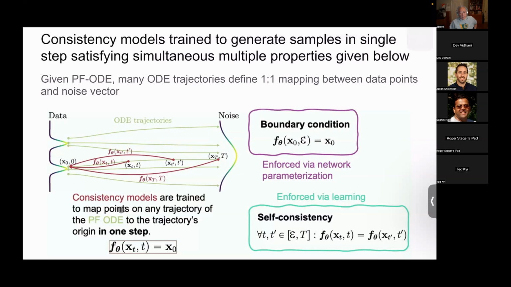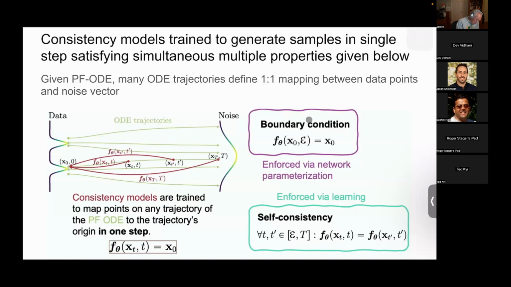So consistency models are trained to map points on any trajectory of the PFODE. In this case, they have picked, let's say, this trajectory to the trajectory's origin in one step. So f theta(xt, t) = x0. So x0 is this point here. Wherever you are on this trajectory, if you pick a point from there and you know what that t was, then it should always go back to x0.